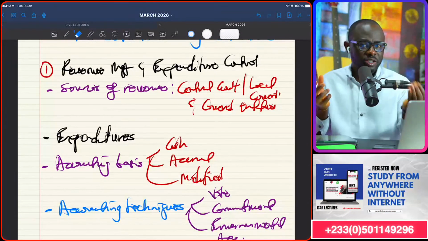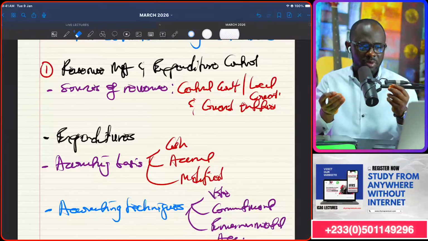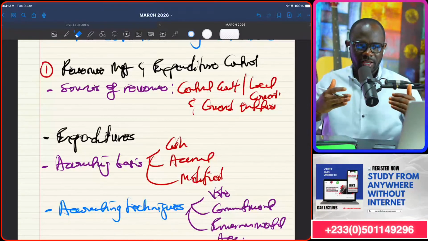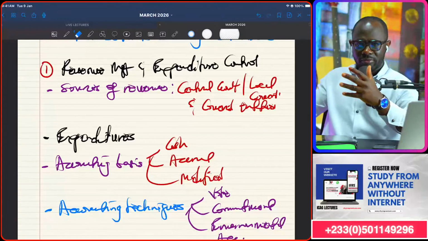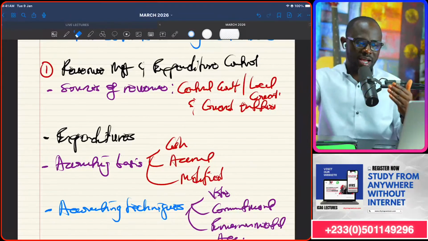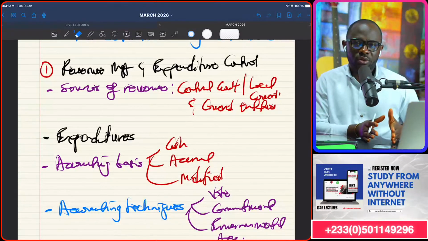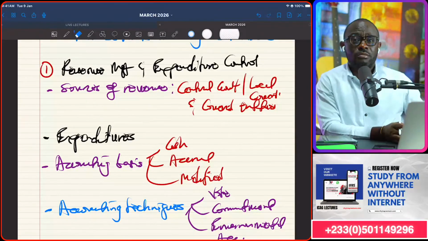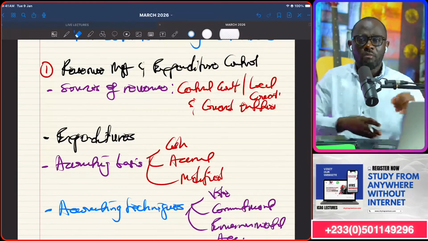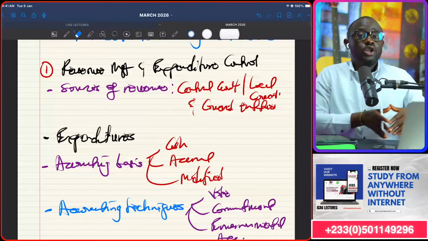You must understand the expenditures. You must know the accounting basis. You must know the accounting techniques. This is going to set you up in the public sector accounting and finance syllabus as a whole, because this will help you in the preparation of the financial statement, 20 marks. It will help you in evaluation of financial statement, 20 marks.